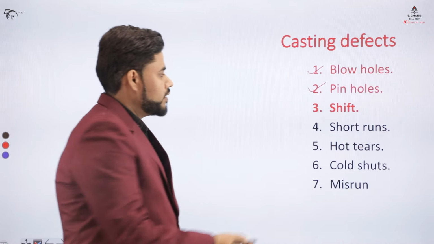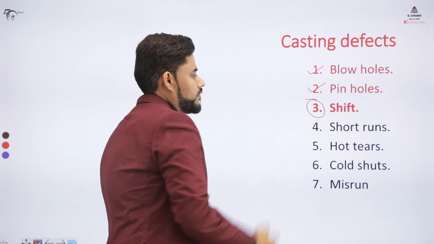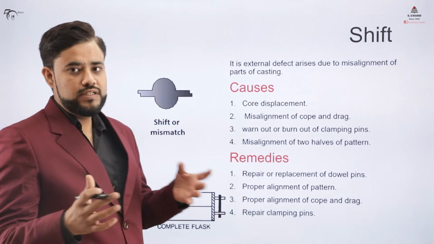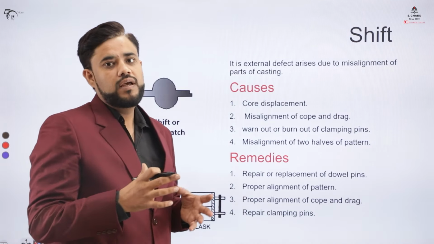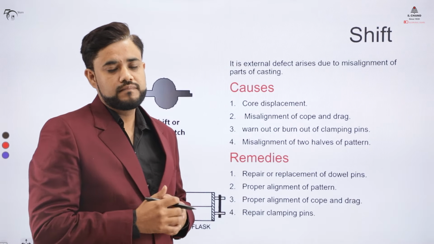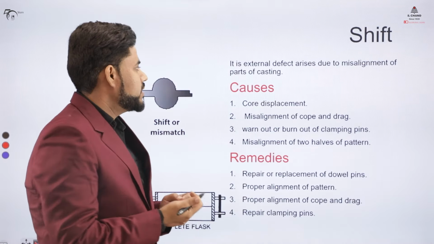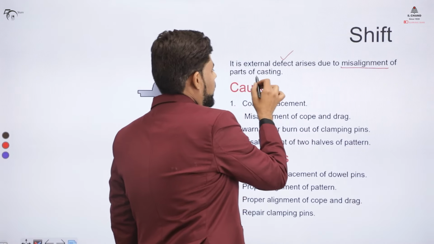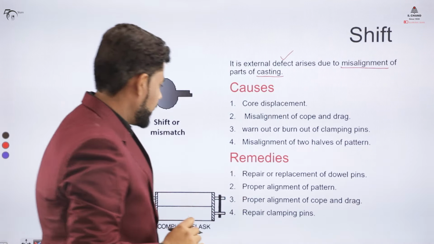Now we will be covering the third type of defect, which is the shift. As the name suggests, there is some shift inside the casting. What happens here is that this defect is majorly due to the misalignment of the parts of the casting.